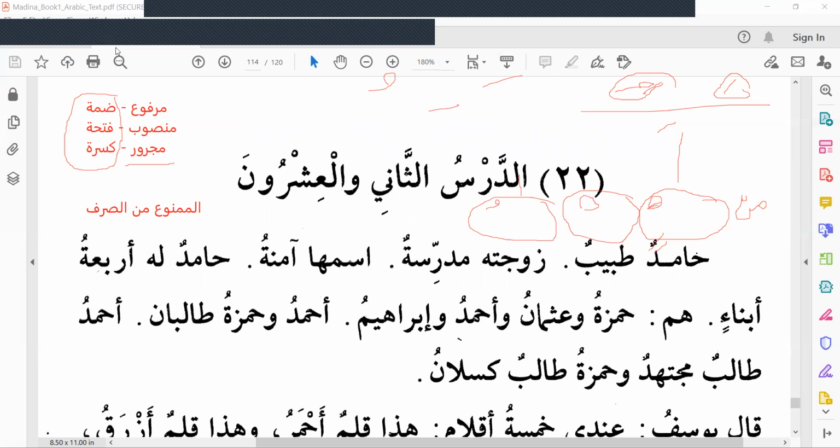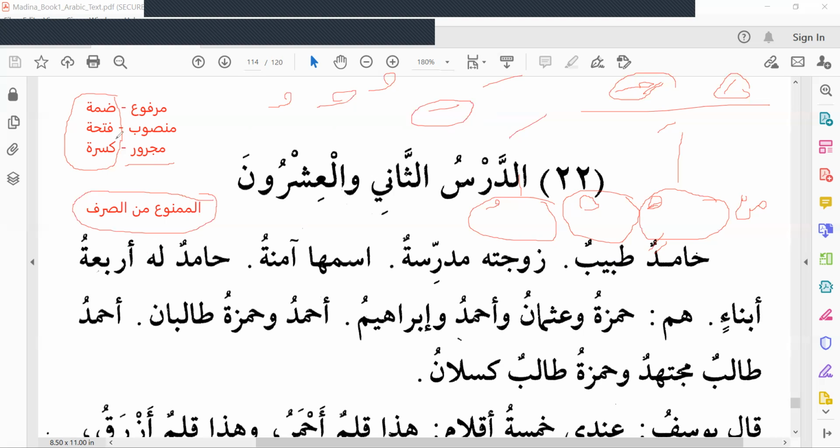So we have learned something, right? Those female names will not take dhamma, and those names which are non-Arab names will not take tanween. And there are some other categories. So these categories of nouns will be called al-mamnu min as-sarf, which will not take tanween and also will not take kasra.